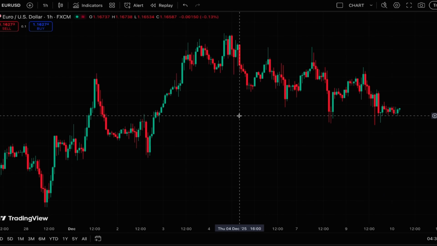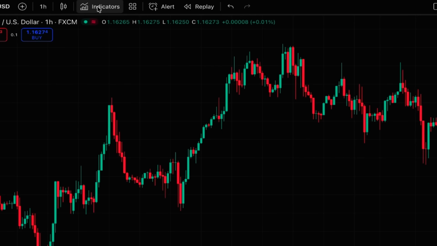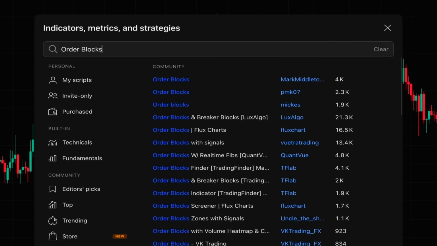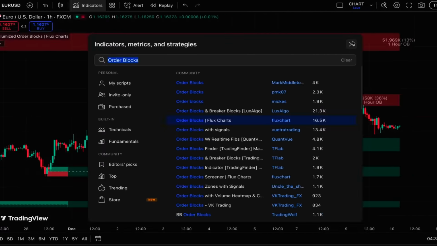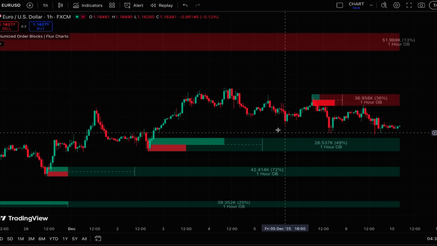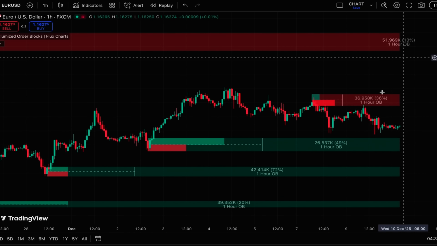Alright, let's add the first indicator. Here we click on indicators and we search order blocks. We add this one, which is written by Flux Charts. Alright, this is the indicator, and as you can see, some levels and information are added to the chart.